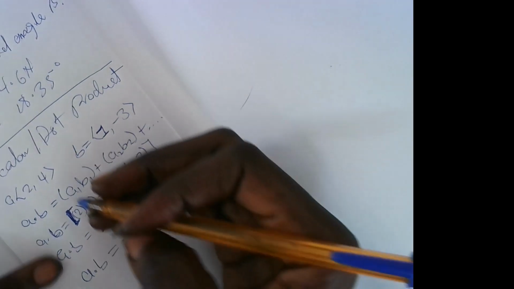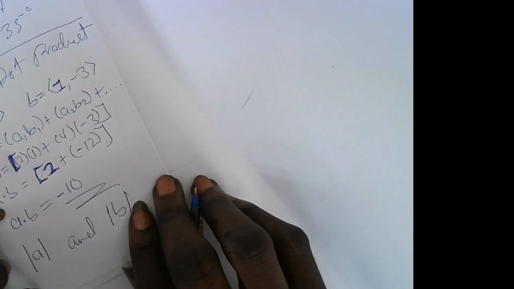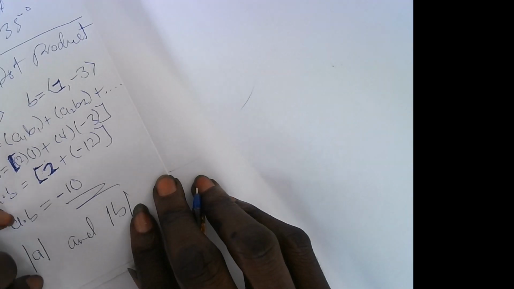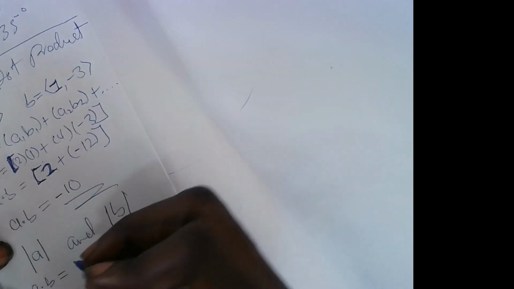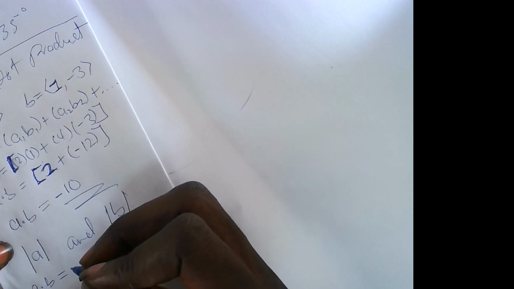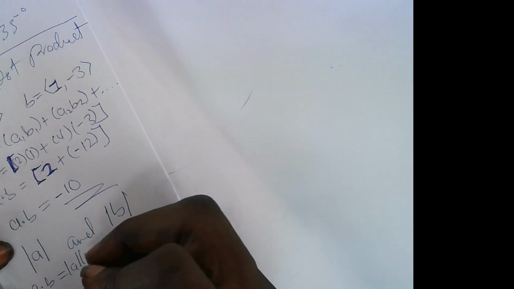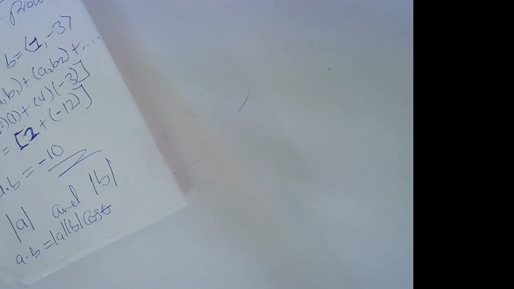What about if I have A dot B such that I have the magnitude of A and I also have the magnitude of B? If I have the magnitudes like this, then to find the scalar product, A dot B in this case will give me the magnitude of A into the magnitude of B into cos theta. If I know their magnitudes, then this is the approach that I will use.